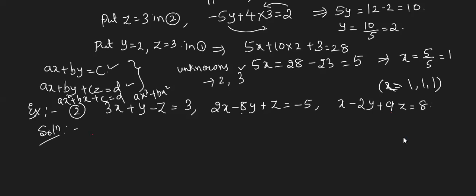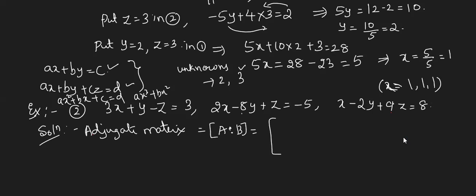Start with the Gauss elimination method. What is the first step? Augmented matrix. How is it denoted? A is to B. Tell me the elements for A is to B. Start with this: 3, 1, minus 1 is to 3. Correct?